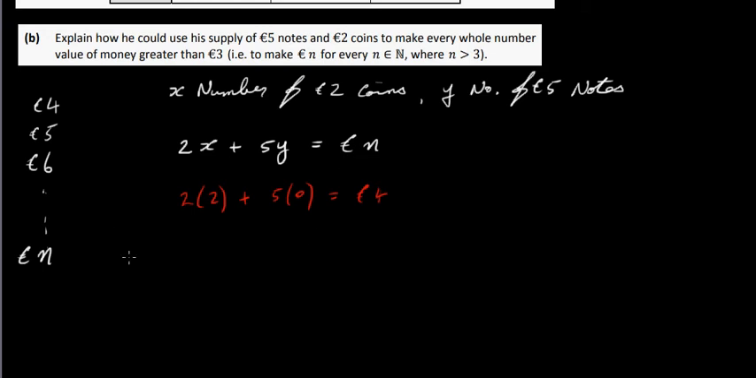That'll give us 6. 7 could be y is equal to 1, which will give us 5, and x is equal to 1, so that'll make up 7. 8 could be just x is equal to 4. In fact, any even number for n would be just some multiple here of 2, and y would be 0, and so on. So this is really how we would do it here. Okay, so really that's it.